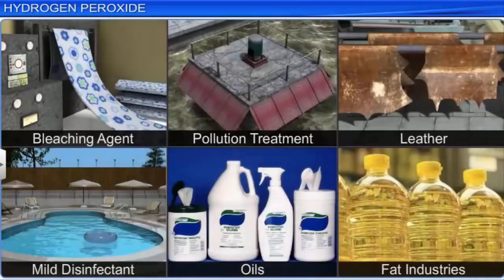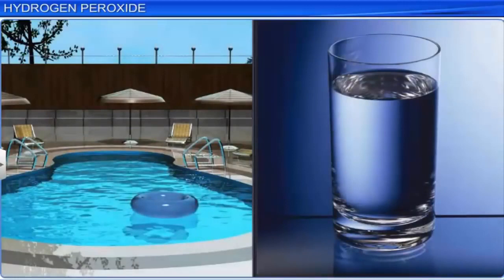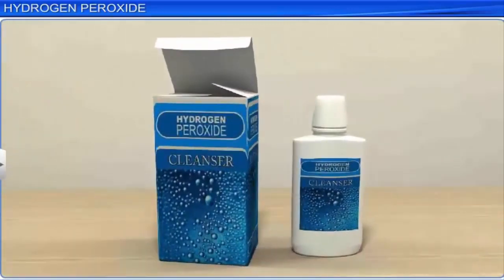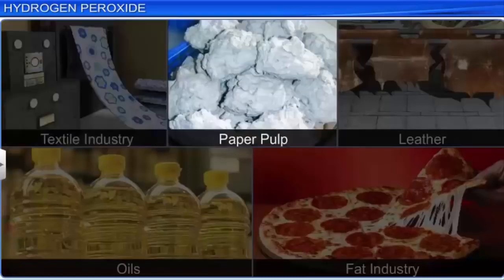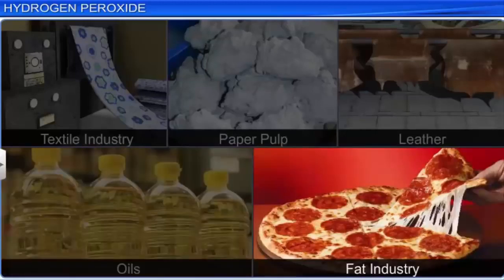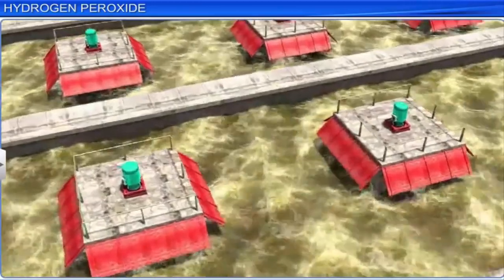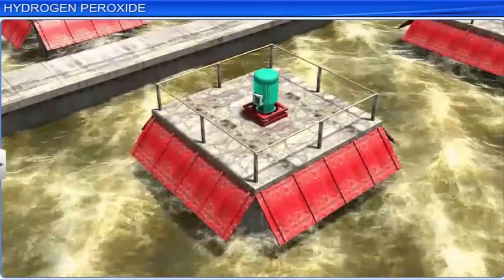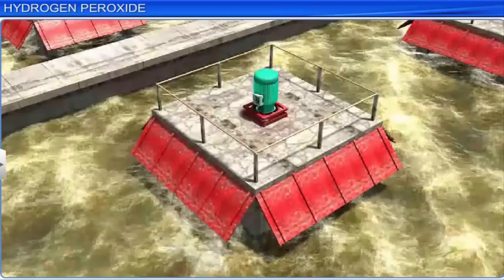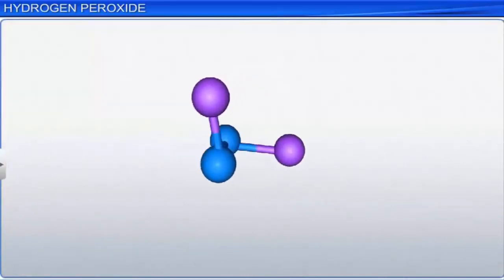We come across many uses of hydrogen peroxide every day. For example, as a mild disinfectant, as a cleanser, as a bleaching agent in the textile, paper pulp, leather, oils and fats industries, as a pollution control agent in the treatment of domestic and industrial effluents, oxidation of cyanides, restoration of aerobic conditions to sewage wastes, and so on. Thus, we see that hydrogen peroxide is an important compound.